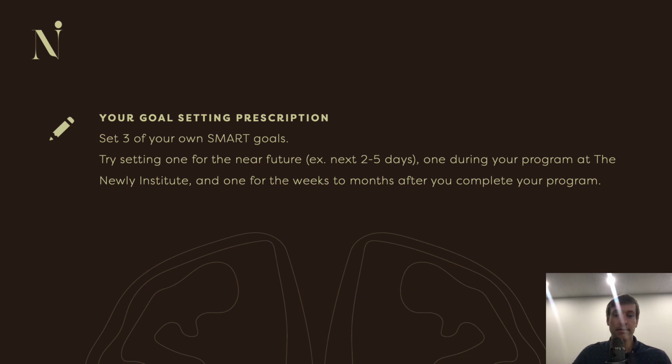Do the same thing for the next 4 to 6 week goal, and for the longer term goal, sort of the next weeks to months after your program. So call it whatever, 3-month goal. I want you to put a reminder in your calendar, and then when that day comes up, you'll pull up your calendar and you'll check in with yourself. Did I accomplish my goal? And you'll know because your goal is going to be specific and measurable, and you'll know if you attained it or not.